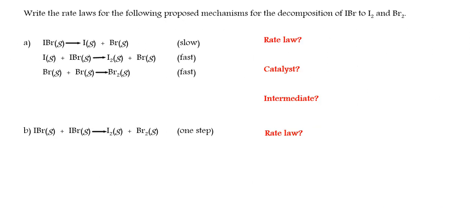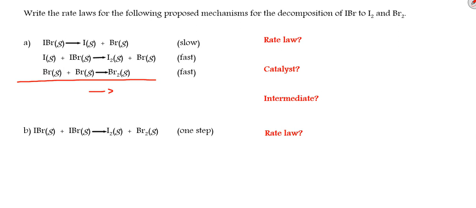All right, let's change gears a little bit. It says write the rate laws for the following proposed mechanisms for the decomposition of IBr to I2 and Br2. So there's two different reactions here, A and B. A, you have 3 reactions. B, you have 1. So when you take a look at a problem like this where there's 3, there is an overall reaction that occurs. Things cancel out on the products and the reactant side.